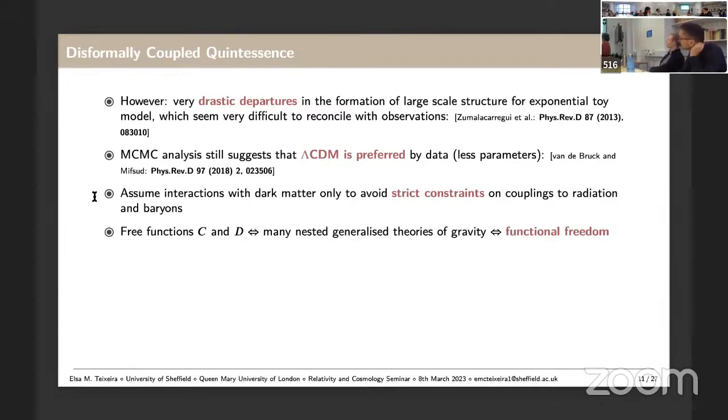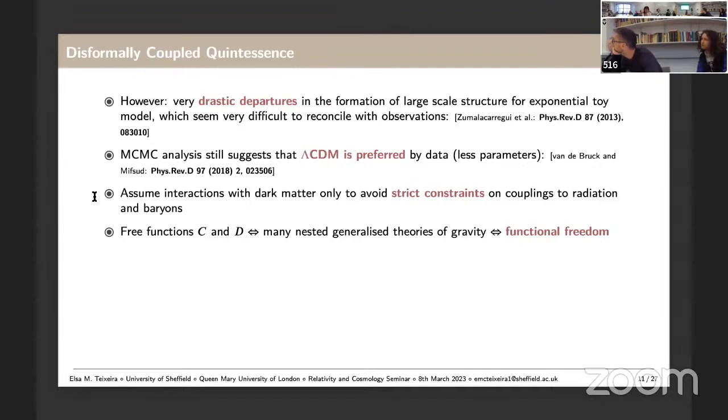And also, usually what we do is to assume that this scalar field is coupling only to dark matter, because we know that we have very strong constraints on couplings to baryons, especially in the solar system, and also because of the constraints on the speed of gravitational waves that rule out a lot of modified gravity models. So this is assumed, and again, there's no clear reason why this coupling should be non-universal, why it should couple only to dark matter.